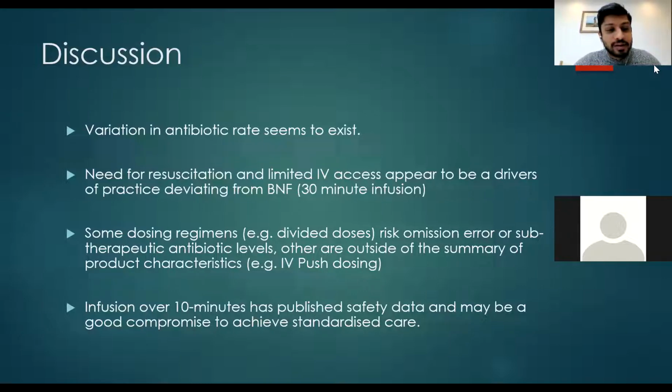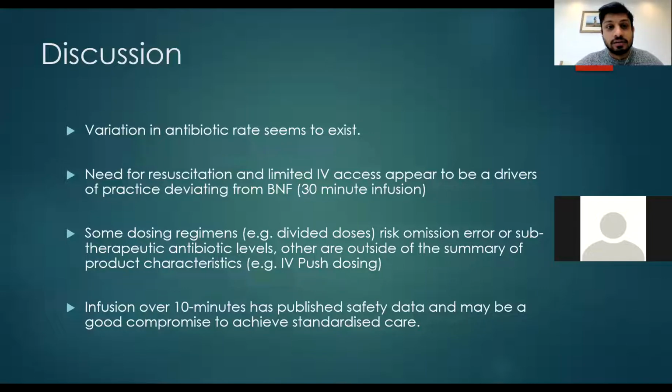There is, however, some safety data for infusions over 10 minutes, and it felt to us that if clinicians are trying to avoid the full 30-minute infusion because they're trying to preserve line space for resuscitation and things, this could be a good compromise, which has got a good safety profile, doesn't risk omission, and gets things done relatively quickly.